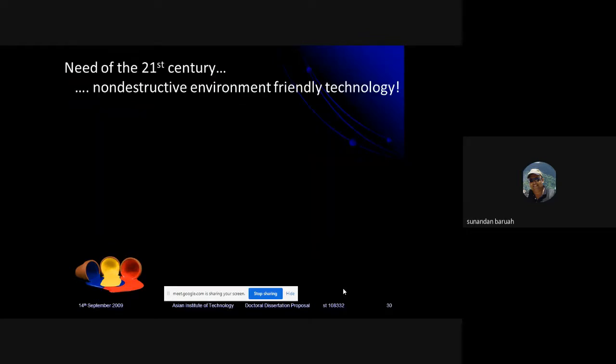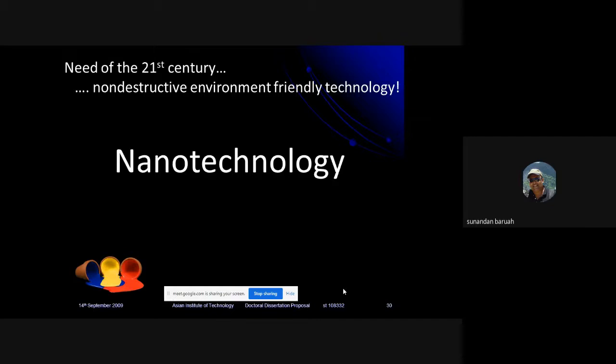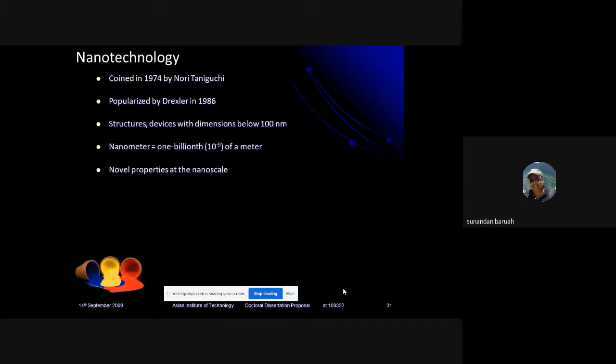So what is the need of the hour now? We need a non-destructive technology, environment-friendly technology. And most of the scientists believe, I personally also believe, that nanotechnology may be a solution. It can be considered as an environment-friendly technology, only that we need to be very careful when we use it. So this can be the solution.